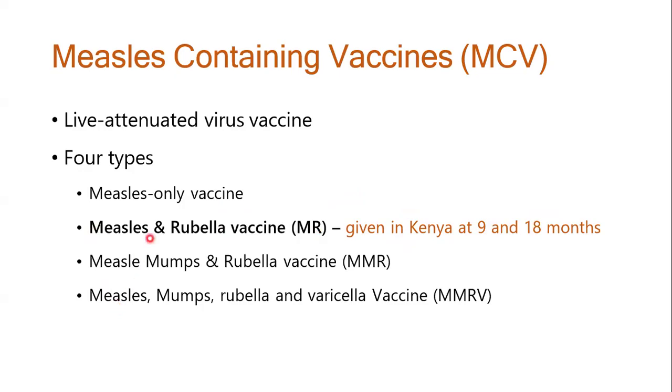Then we have measles, mumps, rubella vaccine, MMR, also common. Then we have measles, mumps, rubella, and varicella vaccine. So as you can see, this is covering 1, 2, 3, 4 viruses. And then varicella, I think we are done. Varicella is herpes zoster, human herpes virus 3. Okay, so these are the common ones. But in Kenya, we do MR vaccine.